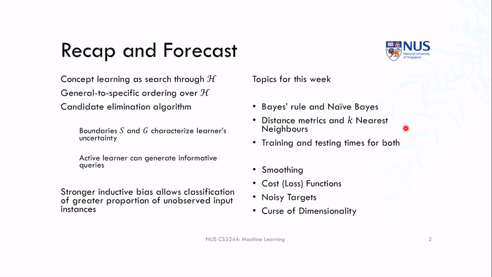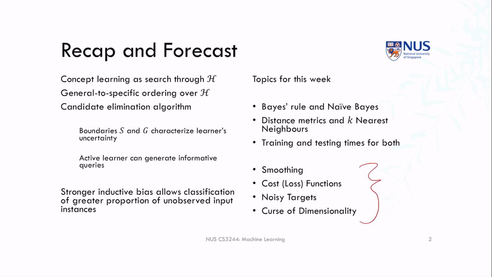Secondly, we're going to look at distance metrics. The idea of k-nearest neighbors allows us to measure distances between instances and declare whether an instance is close by or far away from another instance of a different class. We're going to look at the training and testing times for both, as these considerations are very important for machine learning. And separately, we're going to look at a bunch of background information.